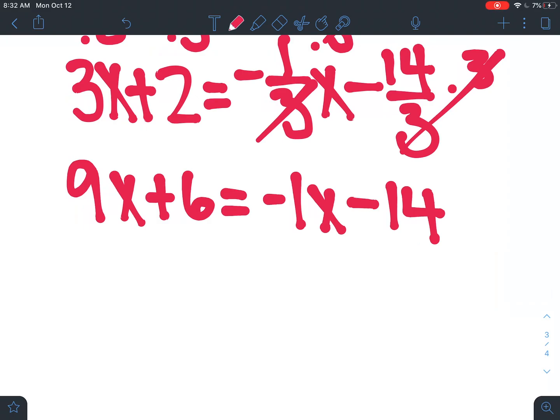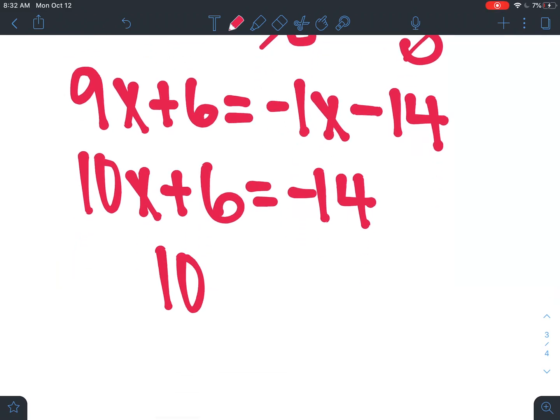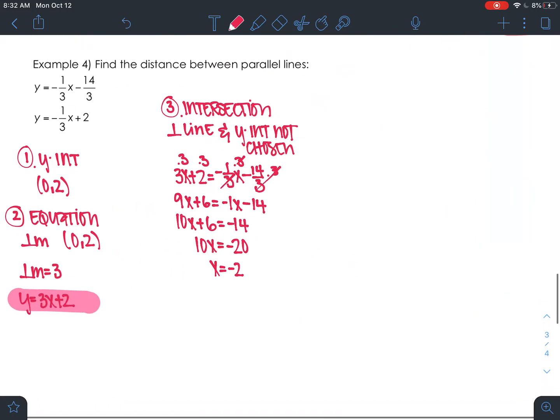So solving this, I'm going to add the 1x over. So I'm going to get 10x plus 6 equals negative 14. Subtract that 6 over. 10x equals negative 20. All right, x is equal to negative 2.